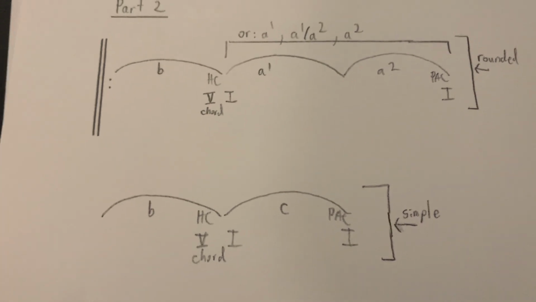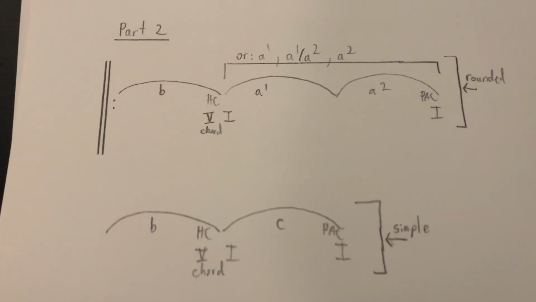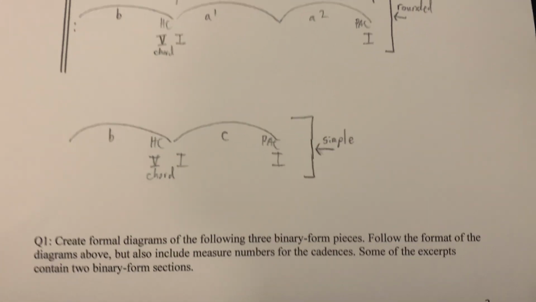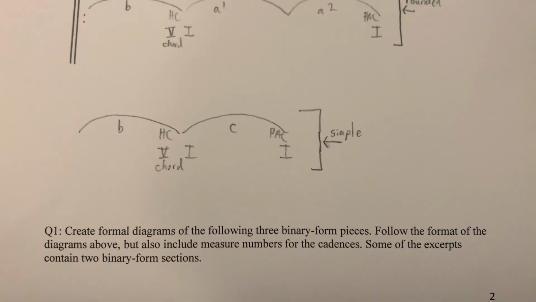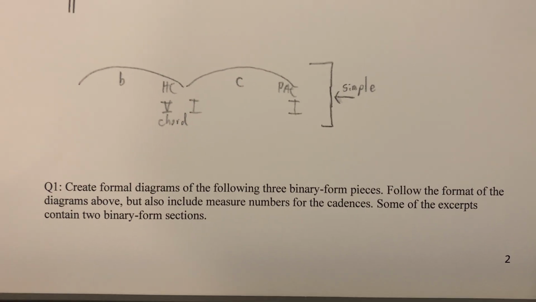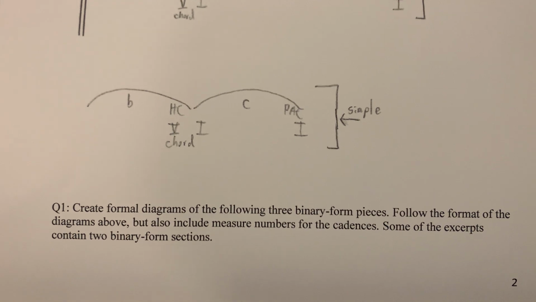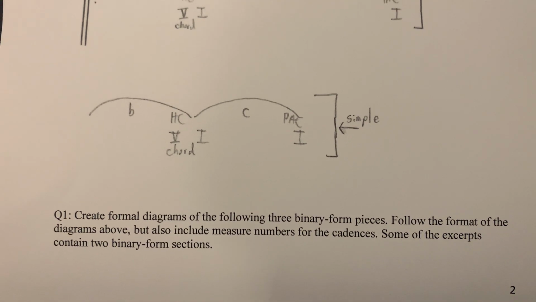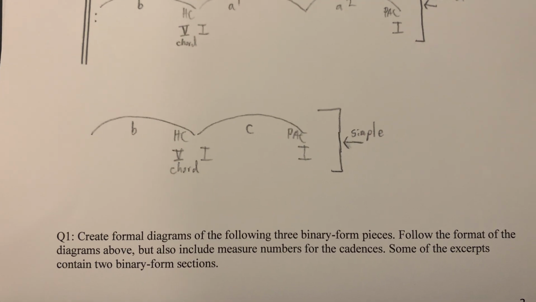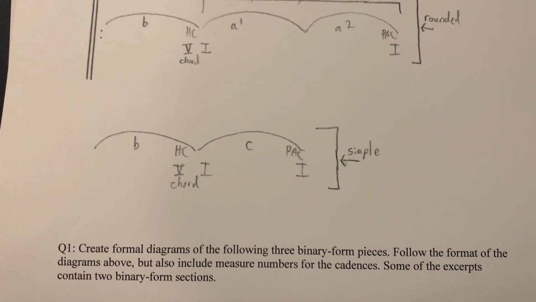All right, so those are the basics, but each piece is going to be unique. So what we're going to do now is go ahead and do some analysis. On the next 3 pages, you're going to have 3 different binary form pieces. And what I want you to do, besides label the type of binary you get, is it sectional, is it continuous, is it rounded or simple?